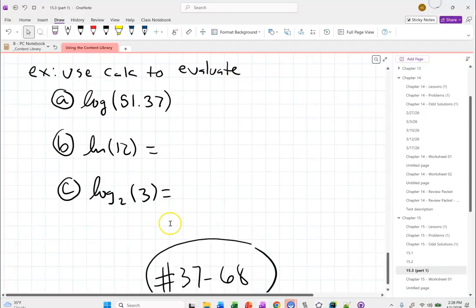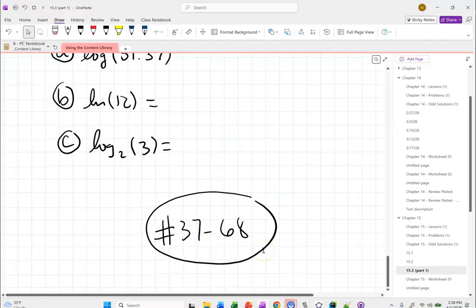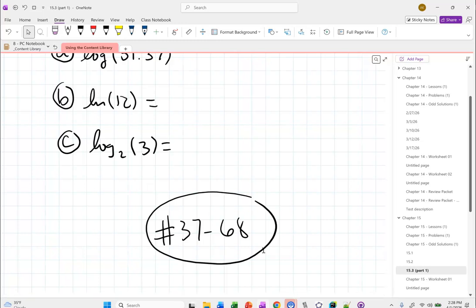Your assignment for this is going to be 37 to 68. Most of it's just like the examples we've done, where either you're typing in your calculator, or you're just recasting it as an exponential and looking at it and like, oh, 2, oh, -1, oh, 1/3, where it's usually pretty simple.